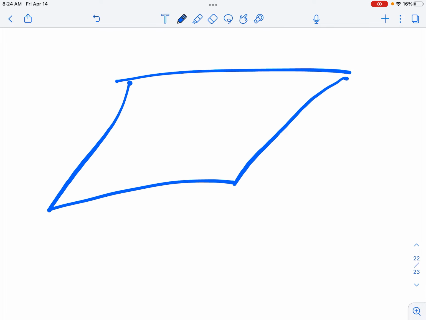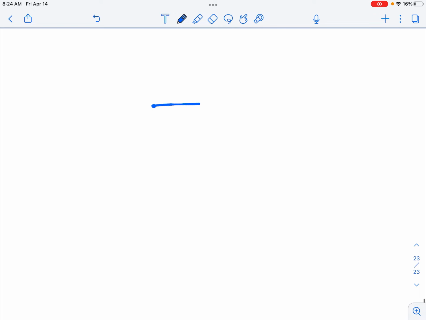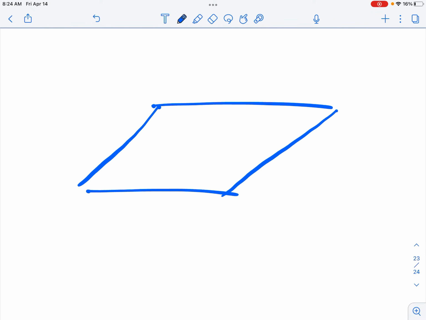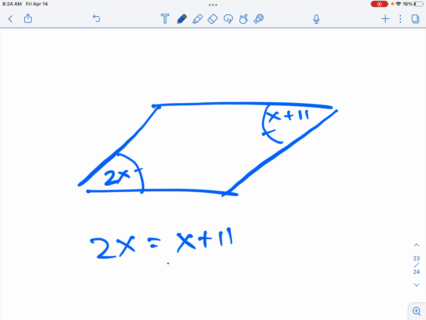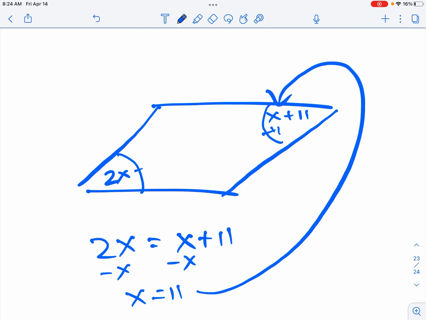So how can I use this with an algebra type setup? Well, let's say I'm given, ooh, that's like the worst parallelogram. Let's try this again. What if I have something like this? And this is 2x, and this is x plus 11. Then I know that angle and that angle are going to be equal. So I'm going to say 2x equals x plus 11. To solve this, we subtract x from both sides, and I get x equals 11. Let's plug that in and see if it works. If x is 11, 11 plus 11 is 22, and 2 times 11 is 22, so 22 and 22. Those angles are both 22.